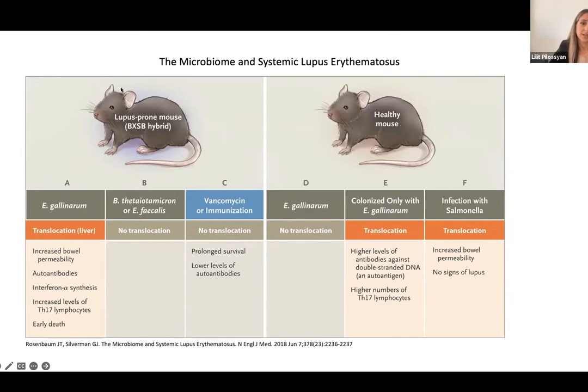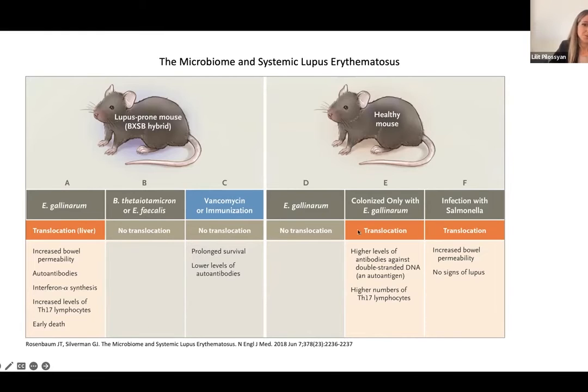They tried to inoculate these lupus-prone mice with other bacteria, but there was no translocation noticed or reported. And then, interestingly, when they gave antibiotics or immunization against E. gallinarum, there was no translocation of E. gallinarum. There was prolonged survival and very low levels of autoantibodies. In comparison, when a healthy mouse with a normal genetic makeup was inoculated with E. gallinarum, there was no translocation.